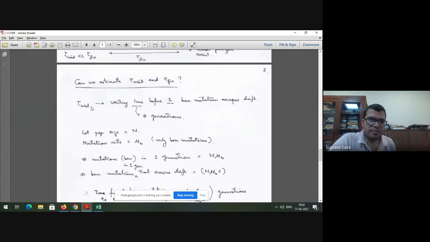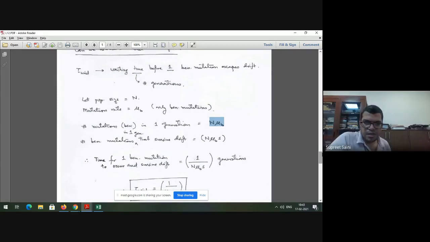Remember, tau wait is the waiting time we can measure in generations before one beneficial mutation escapes drift, if population size is N and mutation rate is mu b. We typically report mutation rate as any mutation, but in this case, we are only interested in beneficial mutations, hence the mutation rate is only mu b. Then the number of beneficial mutations in one generation is N mu b. Any questions with this? That should be straightforward, right?